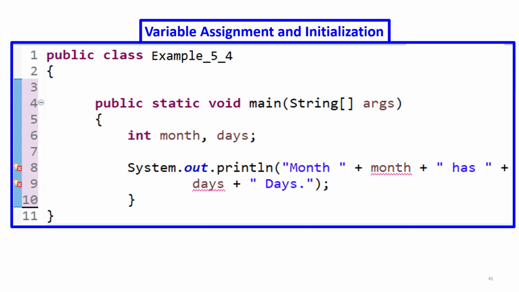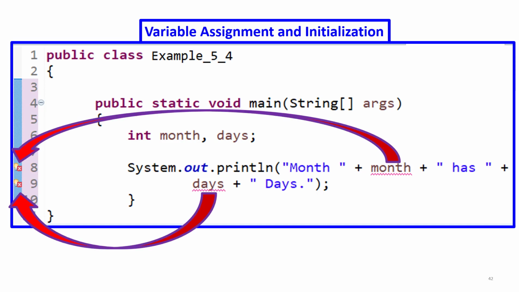When the code is written, it'll show up. Furthermore, Eclipse will identify the source of the error with a squiggly red line, as it does for month on line 8 and days on line 9. In example 5.4, neither one was initialized, so neither one can be used by method println.